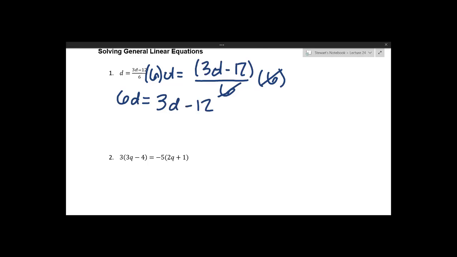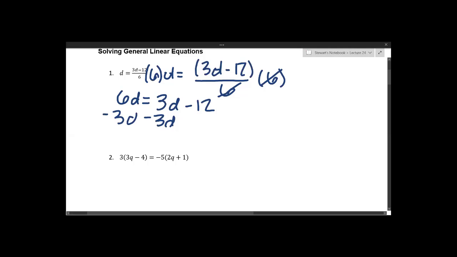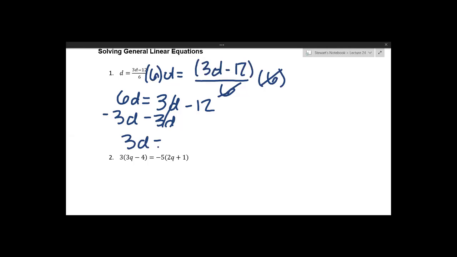3d minus 12. Now we can see that we have the same variable on each side. When you have a case like that, you're going to want to combine like terms to be able to solve, so you only have the variable occurring once on one side of the equal sign. In this case, we don't end up with a negative in front of the variable. I'm going to subtract 3d because this would cancel over here. 6d minus 3d is 3d. And then we have that equal to negative 12.